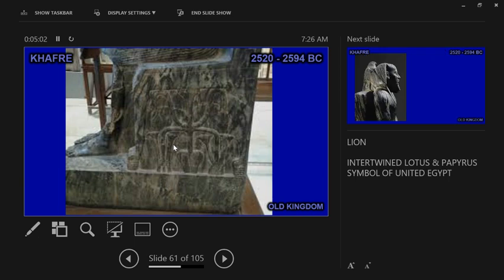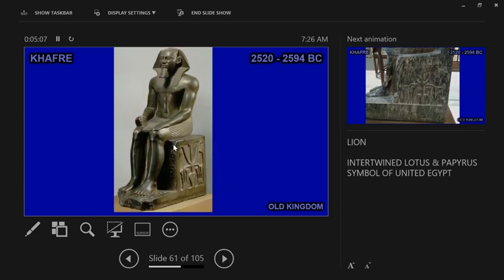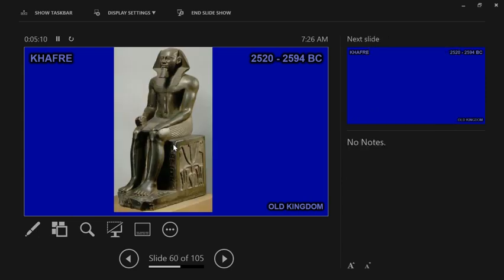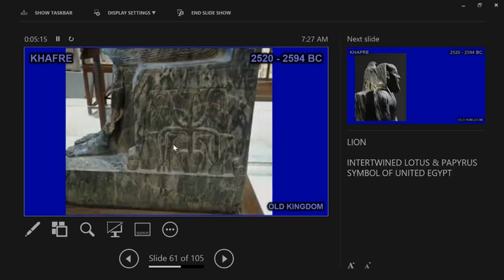And on this, you can see the side of the throne that he sits on, and maybe you can see it better here. It has this part right here on this sculpture, where you can see the front paws and rear paws. It is part of an animal. I think it's a leopard or some sort of large cat. But the thing I really want to, oh, it's a lion. Right. And it's intertwined with lotus and papyrus, which is the symbol of the united Egypt.